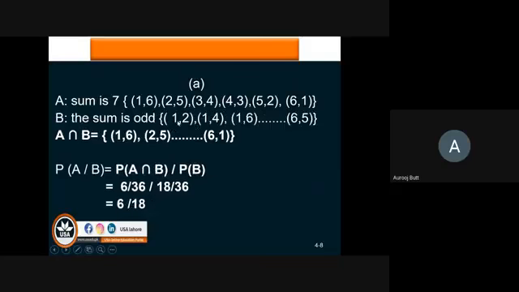Sum is odd means you have these outcomes whose sum results in an odd number. So 18 sample points are there whose sum is an odd number, and you need to divide it by the total number of sample points, and that is 36. So 36 by 36 will cancel out, and the probability you get is 6 by 18. So this is the probability that the sum is 7 given that the sum is odd, which is equal to 6 by 18.